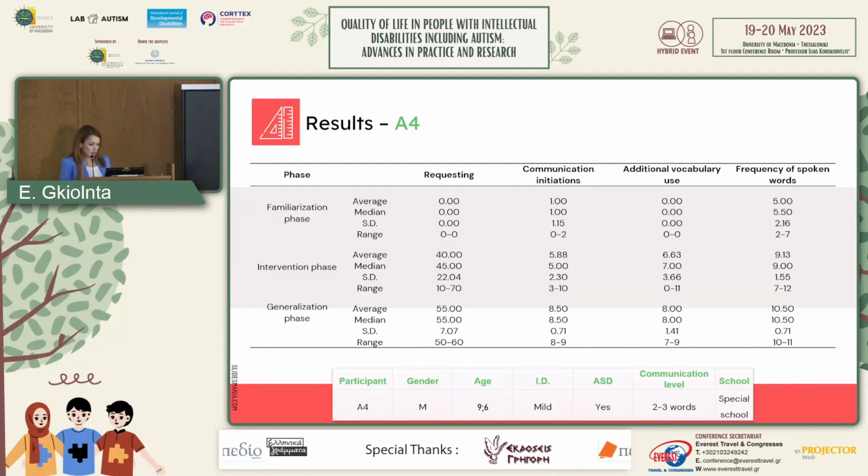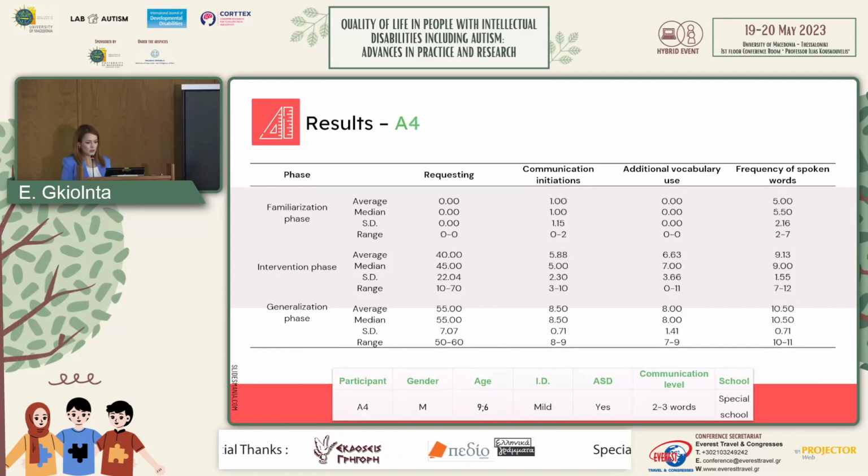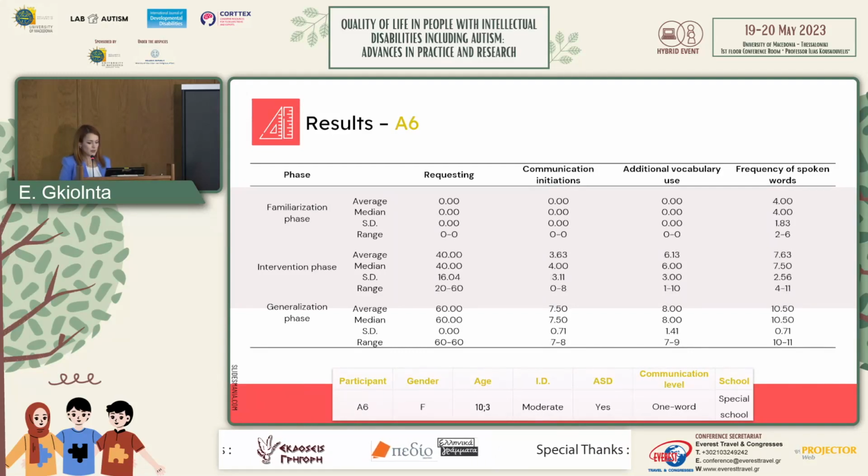And here you can see, for example, at the generalization phase, in the frequency of spoken words, the range is between 10 and 11, while here you can see the participant A5, and the range is between 1 and 3. So there are many differences between those two, if you see in the last scores. And participant A6 also had some good outcomes.